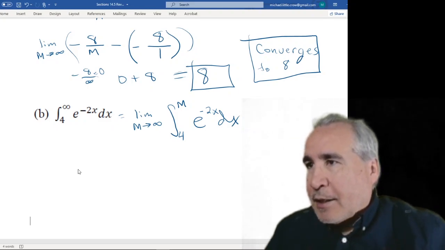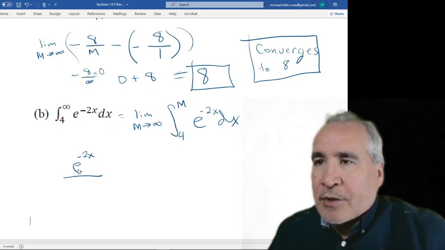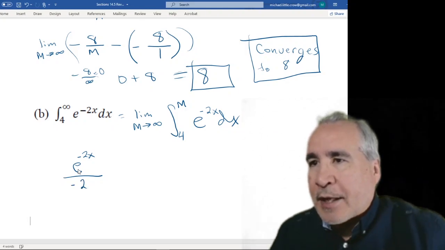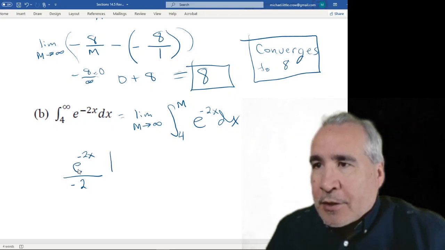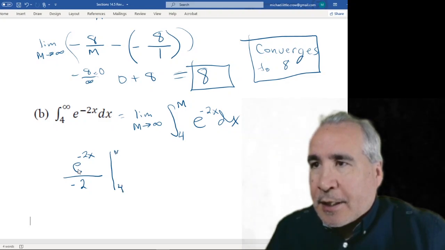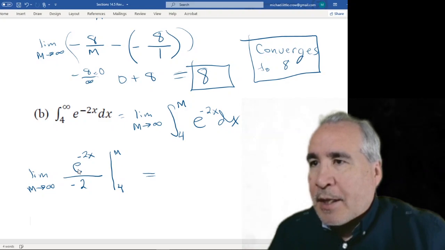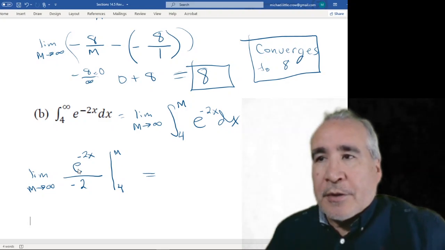To integrate e, an exponential, remember we get the exponential back, e to the minus 2x. And then with the shortcut rule, we have to divide. This is just a constant times the x, so we divide by that constant, minus 2. That's how that's going to integrate. The limits of integration go from 4 to m, and again, we still have our limit as m goes to infinity. We're now going to plug in our limits of integration, according to the fundamental theorem of calculus.